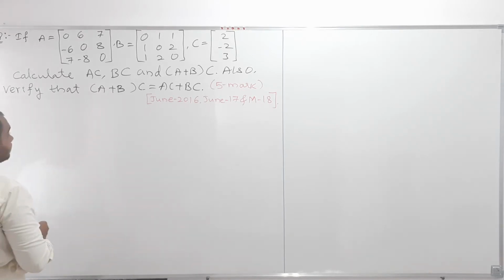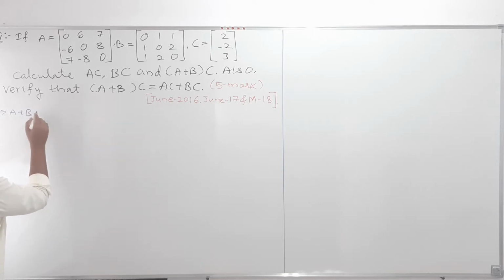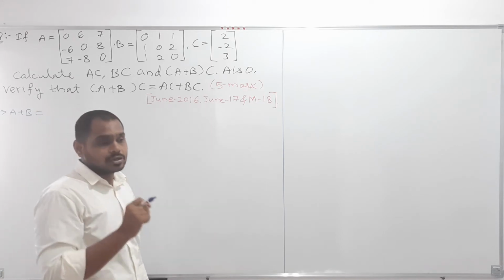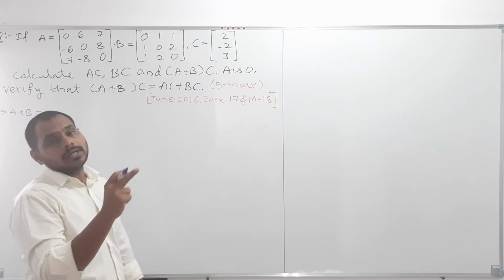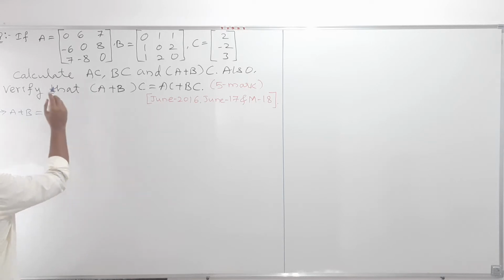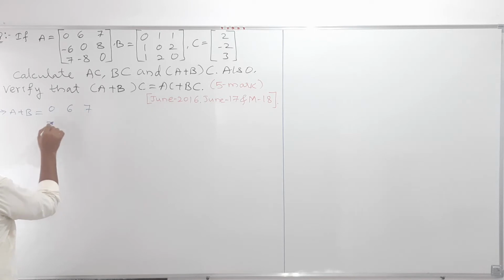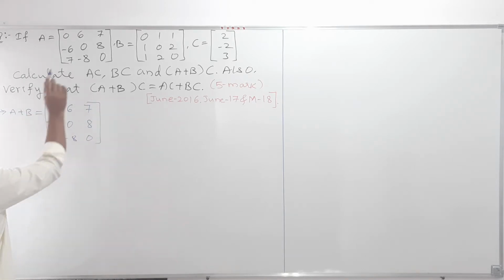So first I will find A plus B. As I told, addition and subtraction are possible only if the given two matrices are of the same order. So what is the A matrix? Here it is: A is 0, 6, 7, minus 6, 0, 8, 7, minus 8, 0. My dear students, this is your matrix A.